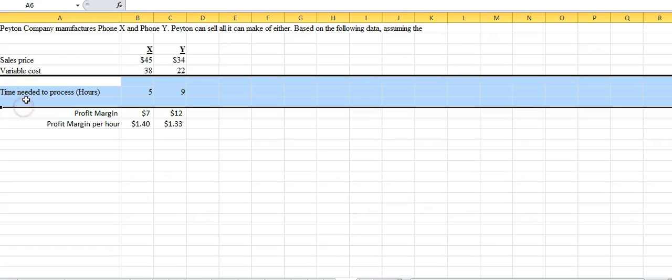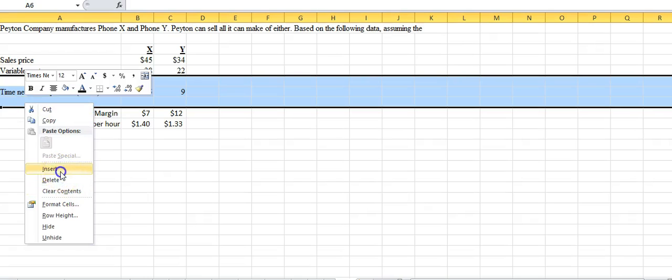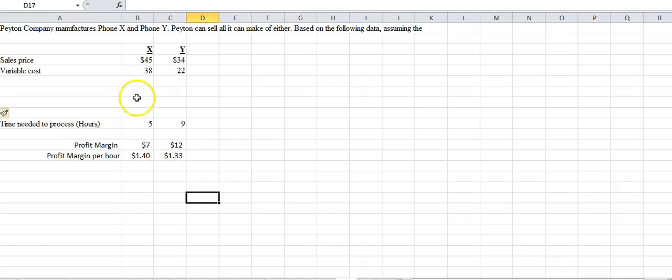If we look at it this way, let me do an insert here, right? If I look at it this way, I say, okay, X gives me a profit margin of $7 per unit, and Y gives me a profit margin of $12 per unit. So which one should I produce? Y, right? I should produce Y. But you're missing a part of the formula. And a part of the formula is how many hours it takes to produce each one. Notice, it's going to take more hours for me to produce Y than it does to produce X. So I must incorporate that factor in my decision.